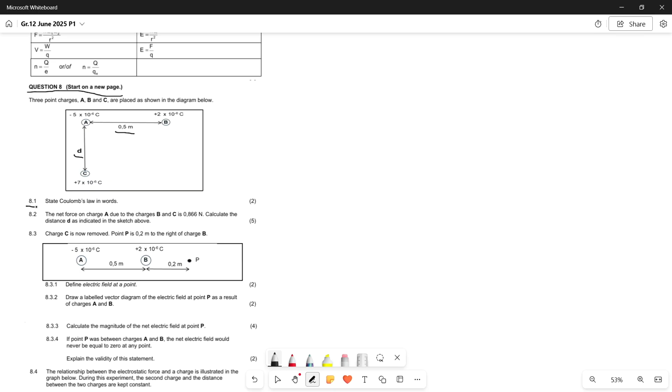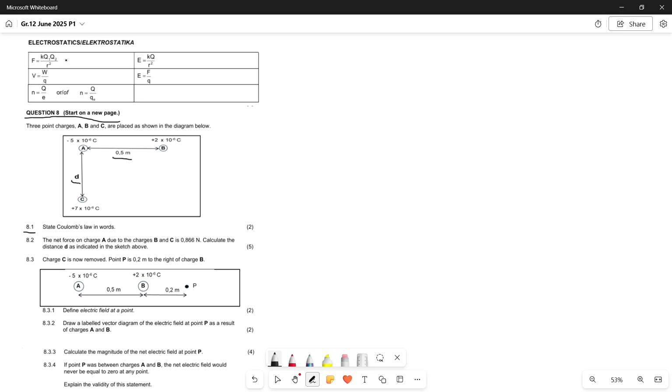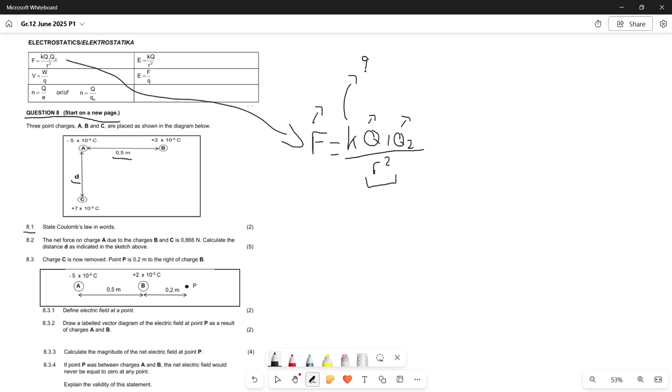So then 8.1 says, state Coulomb's law in words. So what we have is this that we can help link the words to. So I'm just going to write it down. So this formula here, this is the electrostatic force. This is the charge of Q1, the charge of Q2, and the distance between them squared, always measured in meters. K over here is on our formula sheet. It is one of the constants that is given, and its value is 9,0 times 10 to the 9.